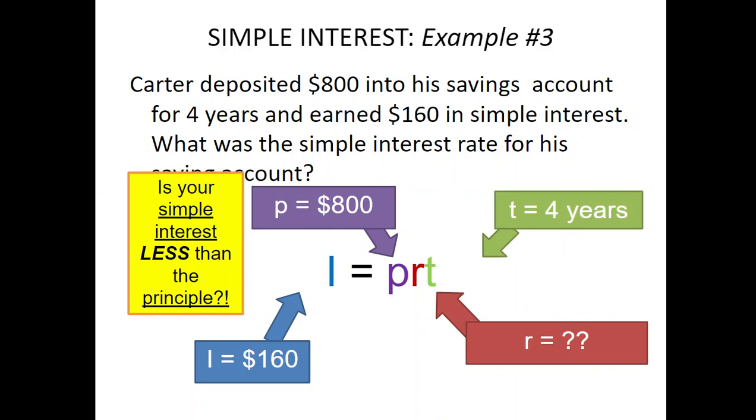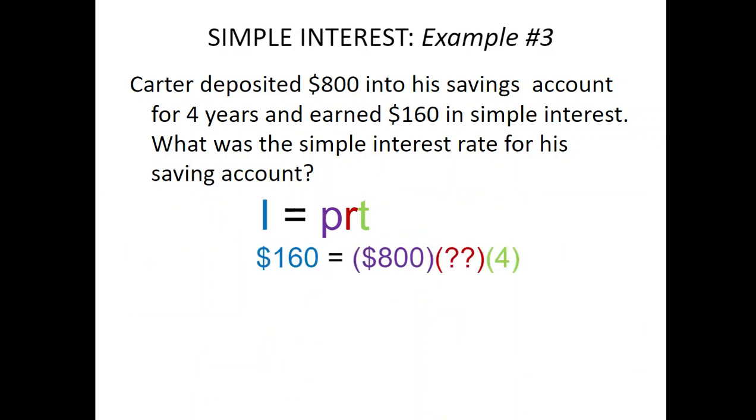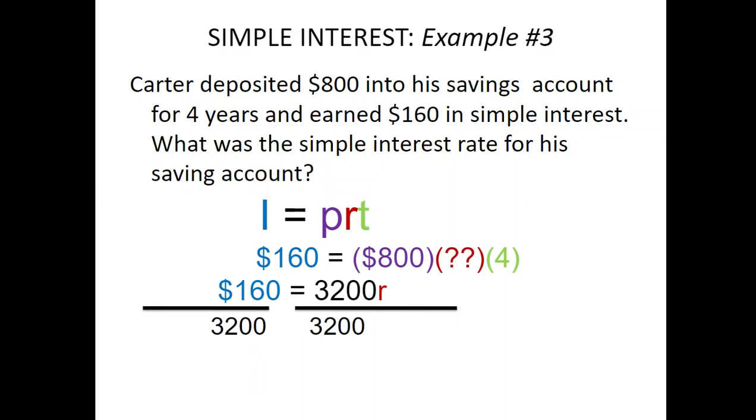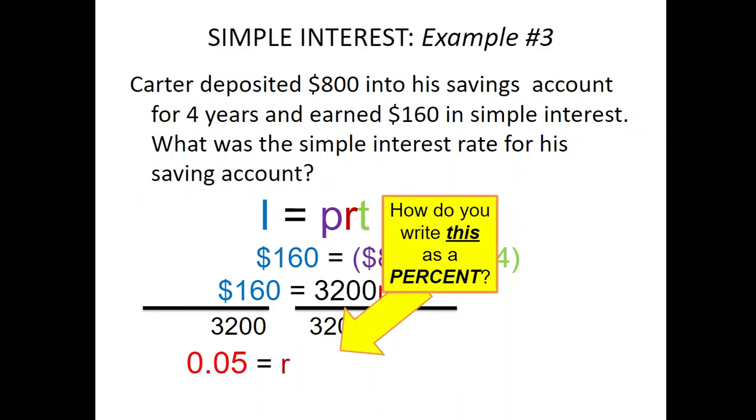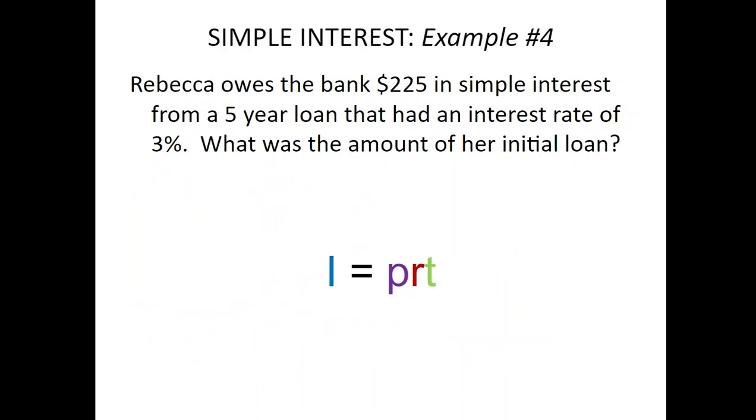So I've done one example of each kind. We substitute everything in. This one here you have to pay attention to. After you substitute in everything, you also get a one-step equation. And then when you divide, you notice you get 0.05. Now we're going to go the other way. We're going to convert that decimal to a percent. And we get 5%. So he earned 5% on his money.